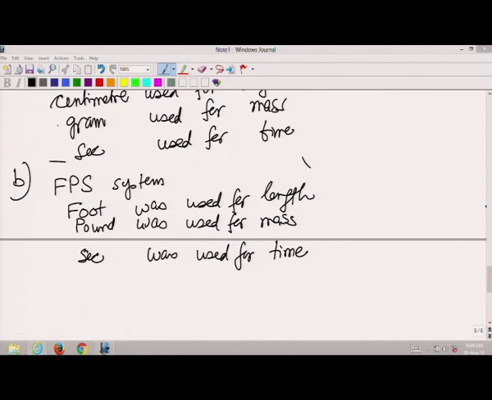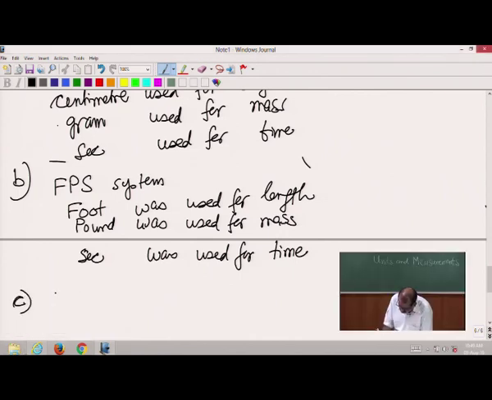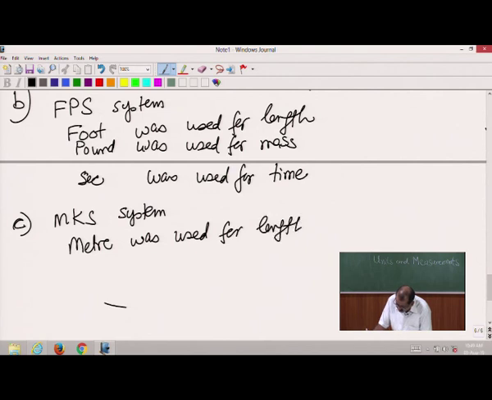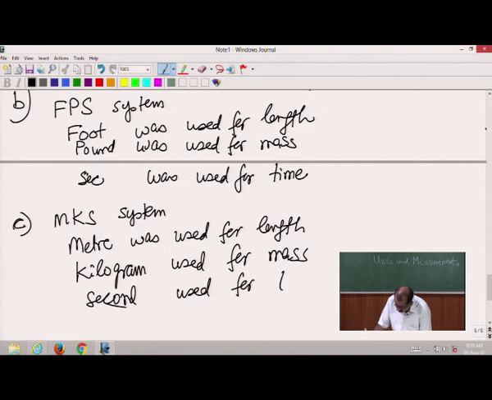And the third system of units which was prevalent was referred to as the MKS system, and here in the MKS system, meter is used for length, kilogram is used for mass, and once again second is used for time.